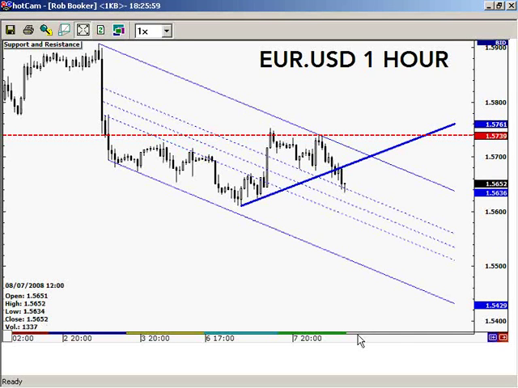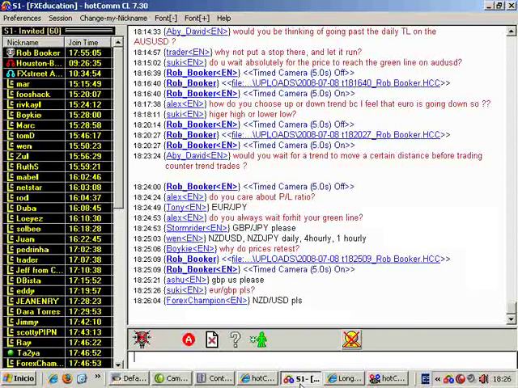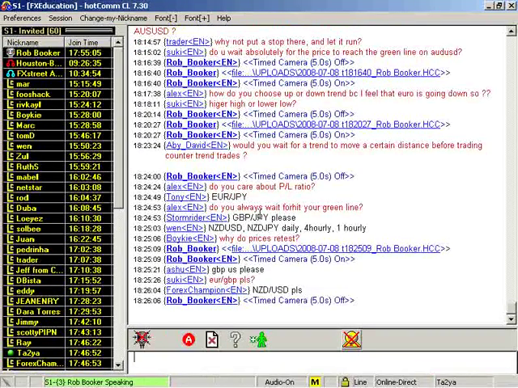Alex asks, do you always wait for it to hit your green line? No. Sometimes I get out early because I'm a scaredy cat and a coward. I turned off the charts, so there is no chart up right now. But the general principle is you want it to hit that green trend line.